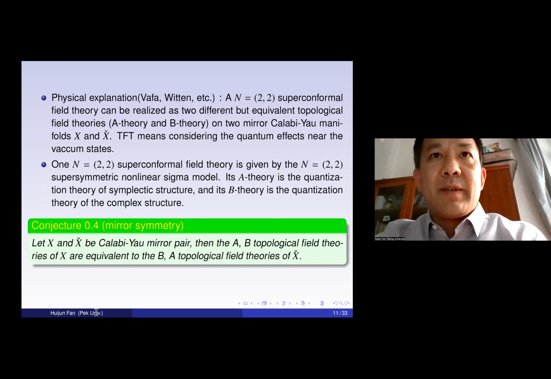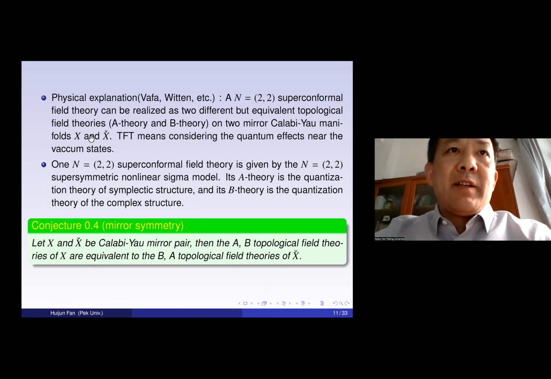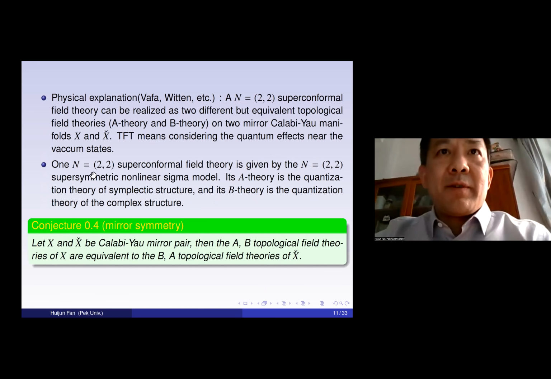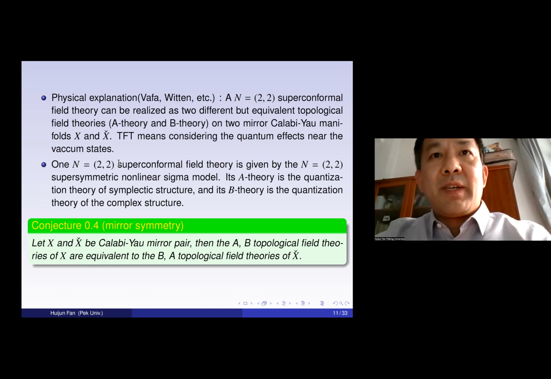So this was the start of research of mirror symmetry. Here are some very rough explanations of the mirror symmetry. Here I have to say the real reason for the symmetry has not been explained precisely. One explanation from physicists says this is due to N=2 superconformal field theory.